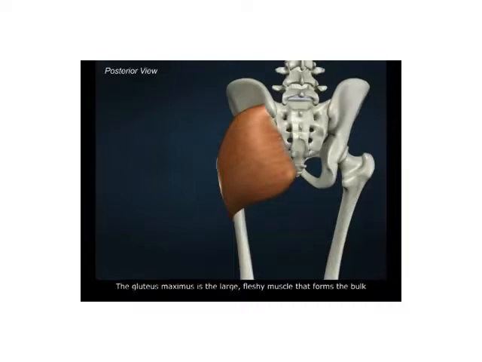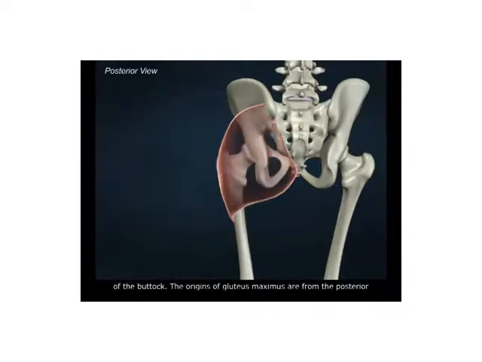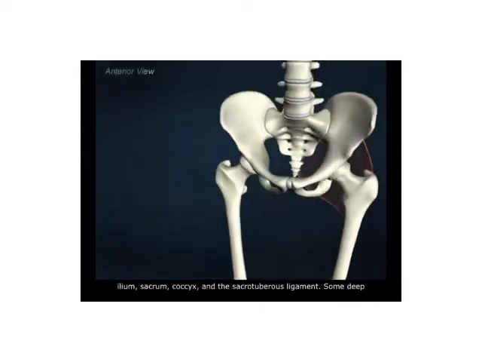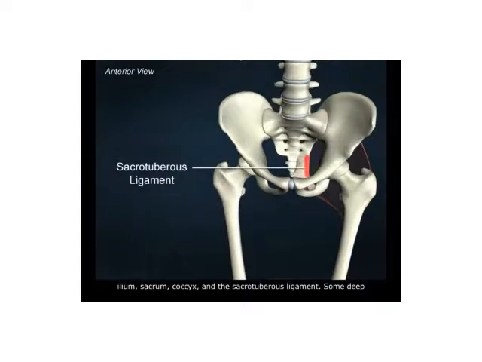The gluteus maximus is the large fleshy muscle that forms the bulk of the buttock. The origins of gluteus maximus are from the posterior ilium, sacrum, coccyx, and the sacrotuberous ligament.